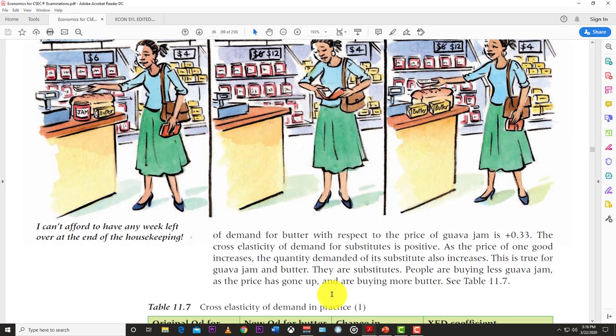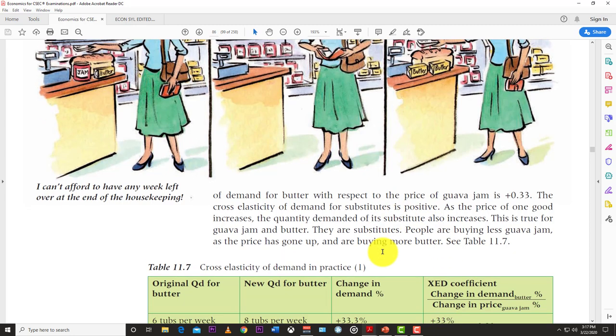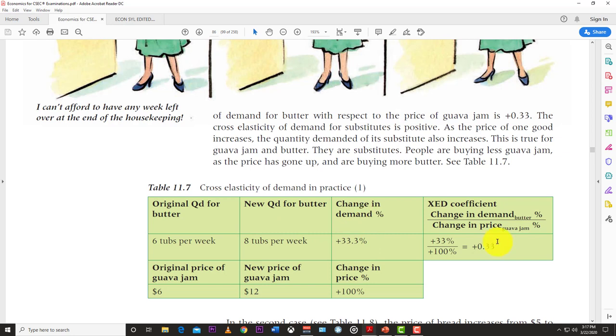The cross elasticity of demand for butter with respect to the price of guava jam is 0.33. So you can say that is less than 1. So that's basically relatively inelastic. The cross elasticity of demand for substitutes is positive. Like I said, they're moving in the same direction. When the price of one thing goes up, the demand for the cheaper substitute goes up. As the price of one good increases, the quantity demanded of its substitute also increases. This is true for guava jam and butter. They are substitutes. People are buying less guava jam as the price has gone up and are buying more butter. And so you have the workings right here, and I have the coefficient right there. But you see the difference here is that you have to use both items, good X and good Y.